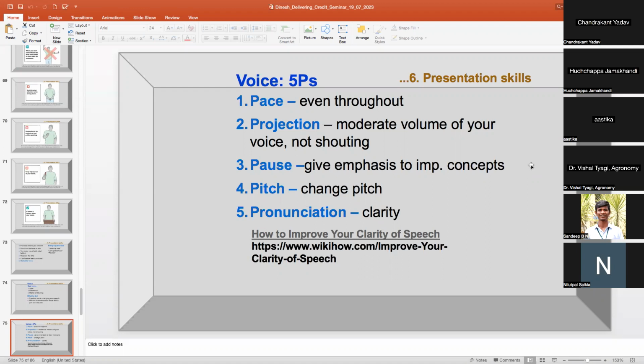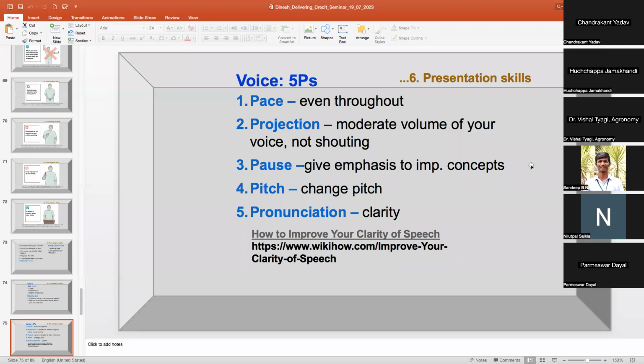Pauses are important. Give emphasis to important concepts, particularly when you are going to give emphasis to a point. Then you pause for a few seconds, just stop speaking, and then you start speaking. So these pauses sometimes are important to wake up the audience. You can listen anywhere to Atal Bihari Vajpayee. He used to have many pauses. Rajiv Gandhi, he used to have pauses. Of course, those pauses may be very long. Here, nobody would like that. So pauses are important.